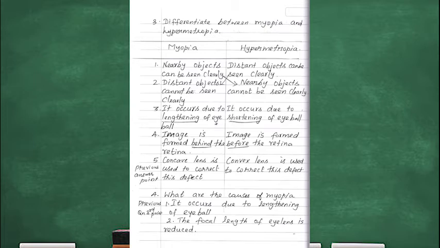Then third point, it occurs due to lengthening of the eyeball, myopia. Then hypermetropia, then opposite you write, shortening of the eyeball. The next one, image is formed behind the retina. Then in that case, the opposite, before the retina. Then this point, already we have written it for the difference between convex and concave lens.